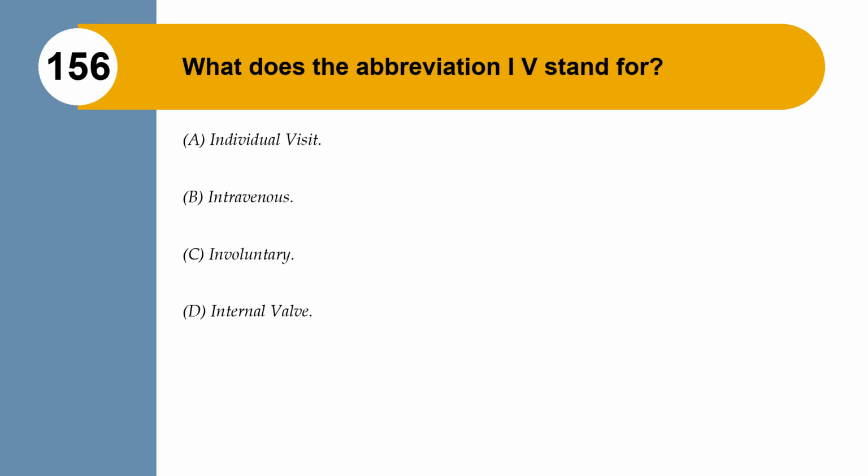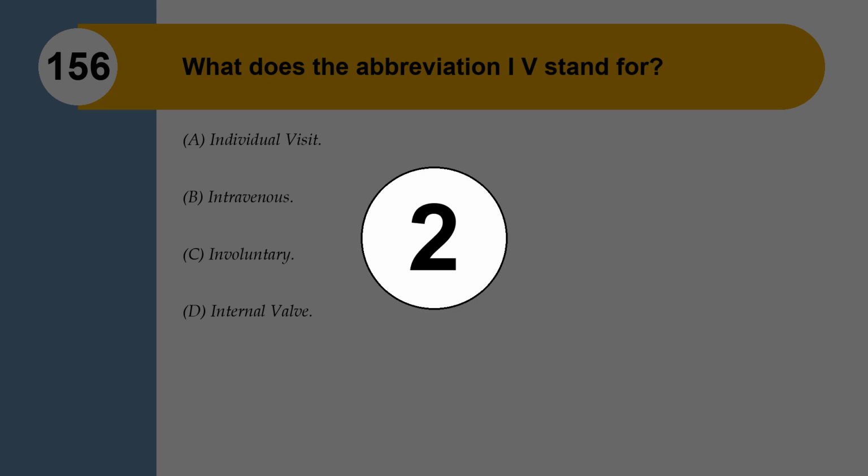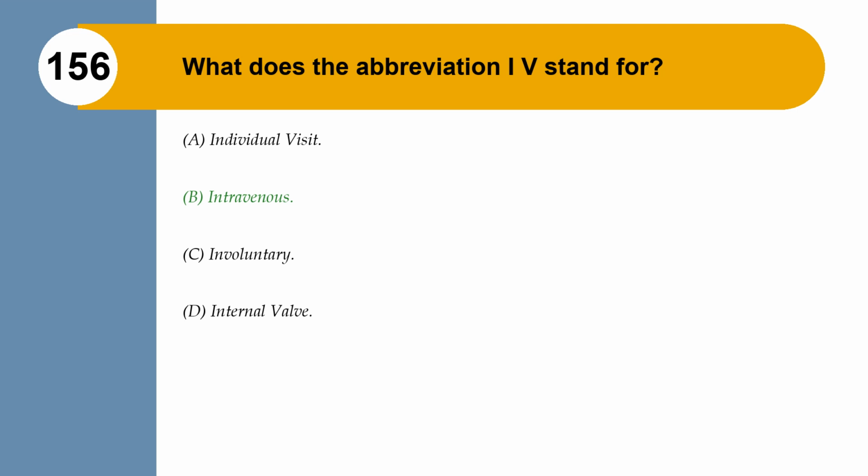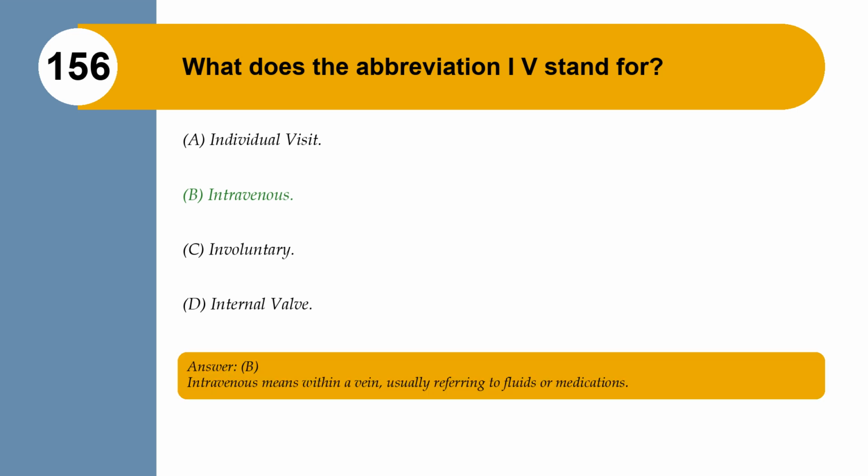Question 156. What does the abbreviation IV stand for? Option A, individual visit. Option B, intravenous. Option C, involuntary. Option D, internal valve. The correct answer is option B, intravenous. Explanation. Intravenous means within a vein, usually referring to fluids or medications.